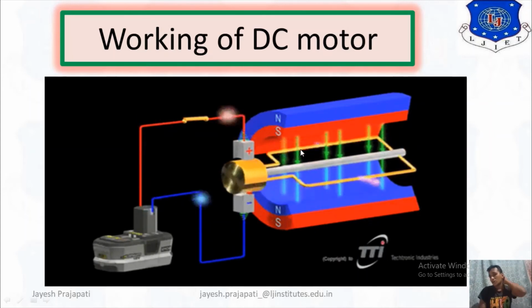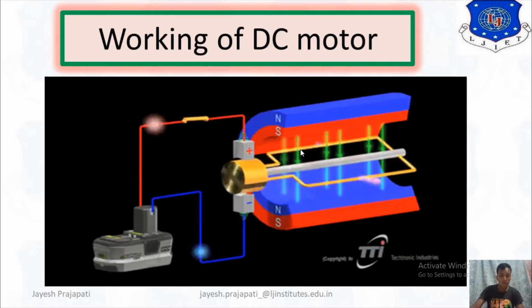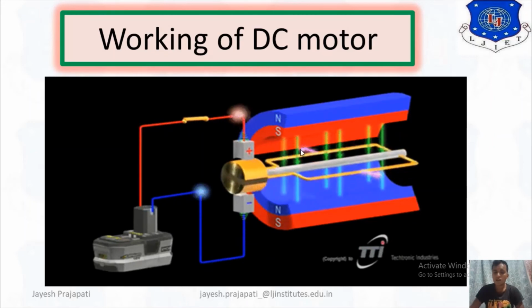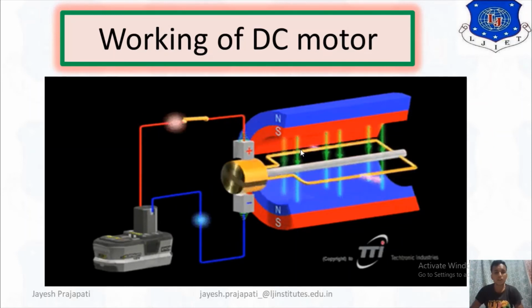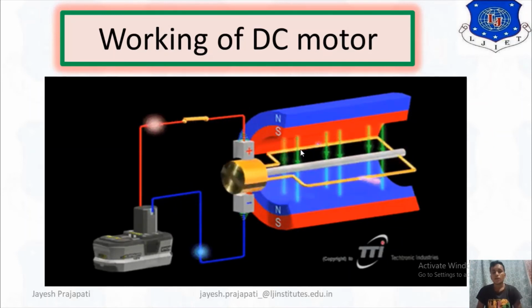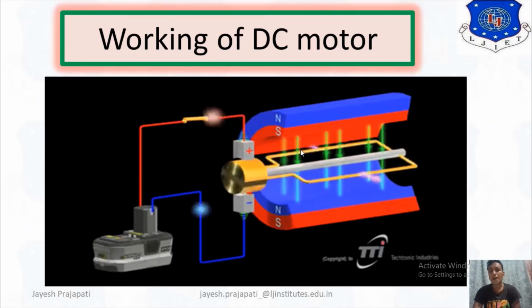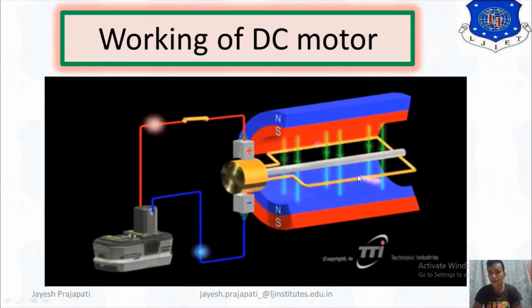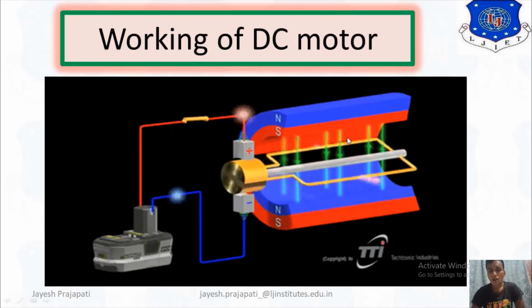The direction of this force is given by Fleming's left hand rule. If a current carrying conductor is placed in a magnetic field, it experiences a force. That is the working principle of the DC motor. Whenever a current carrying conductor is placed in a magnetic field, it experiences a force. Force F is equal to BIL, and the direction of this force is given by Fleming's left hand rule.